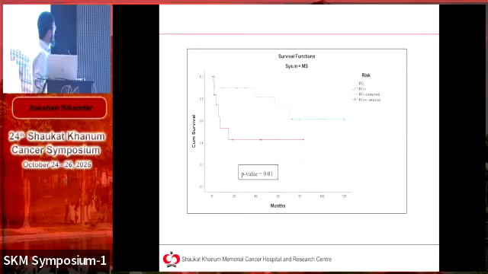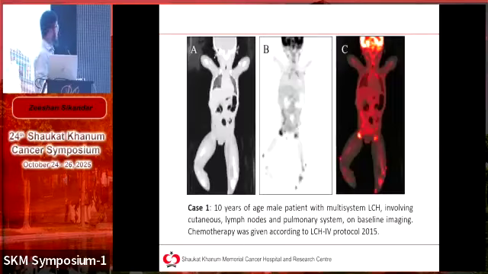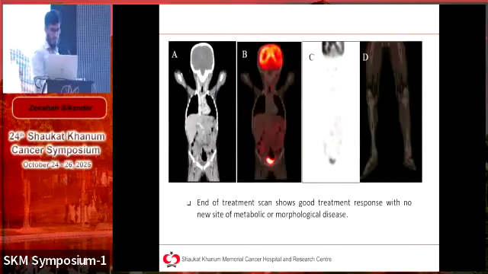This is the case of a 10-year-old male patient with multi-system LCH involving cutaneous lesions, as shown in the PET-only image and the fused image, and lymph nodal involvement as shown in the diagram. Inguinal lymph nodes are involved, along with pulmonary involvement. Chemotherapy was given to the patient according to the LCH-IV protocol 2015. End of treatment scan shows good treatment response with interval resolution of cutaneous, inguinal, and pulmonary lesions, and no new site of disease was identified.